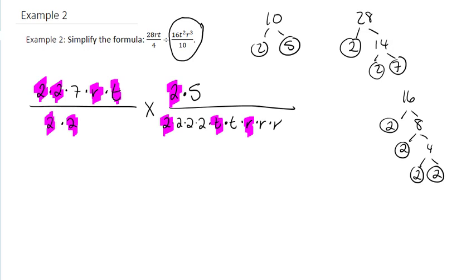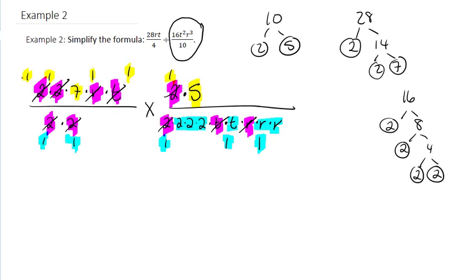So let's go ahead and cross all these out and make them 1s. This crosses out with that one. These cross out. And then these cross out. So now we are left with a bunch of 1s on the top to multiply, and then on the bottom we have these 1s here, and then these 2s. And now we can multiply.